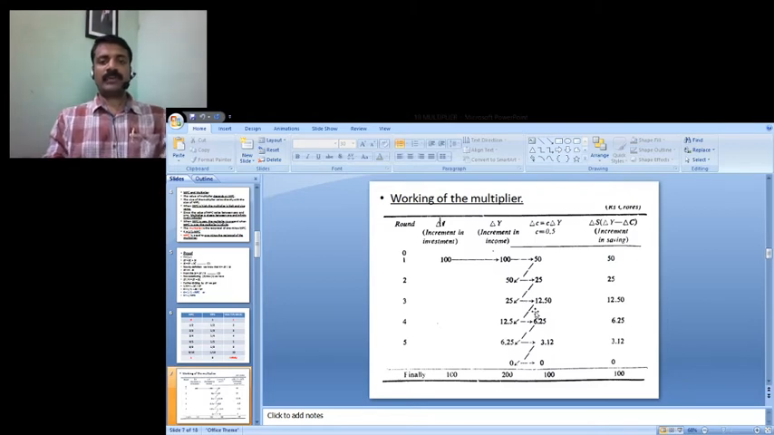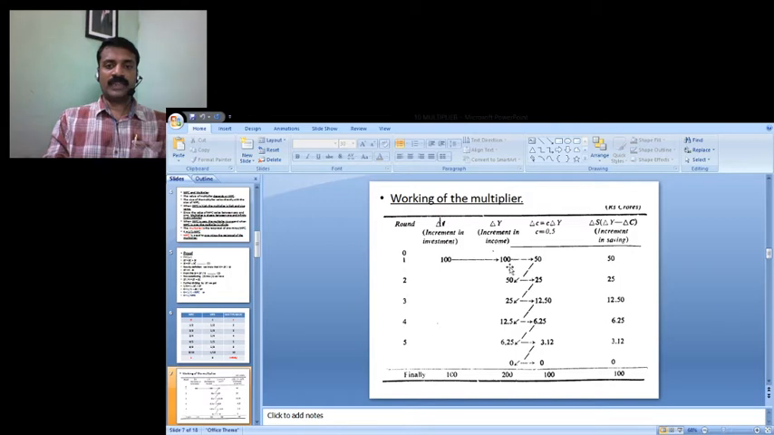Here is the working of a multiplier. When investment increases by 100, a corresponding increase happens in the income level: an investment increase of 100 leads to an income increase of 100. Here we assume MPC is 0.5 and MPS is 0.5, since MPC plus MPS equals 1.